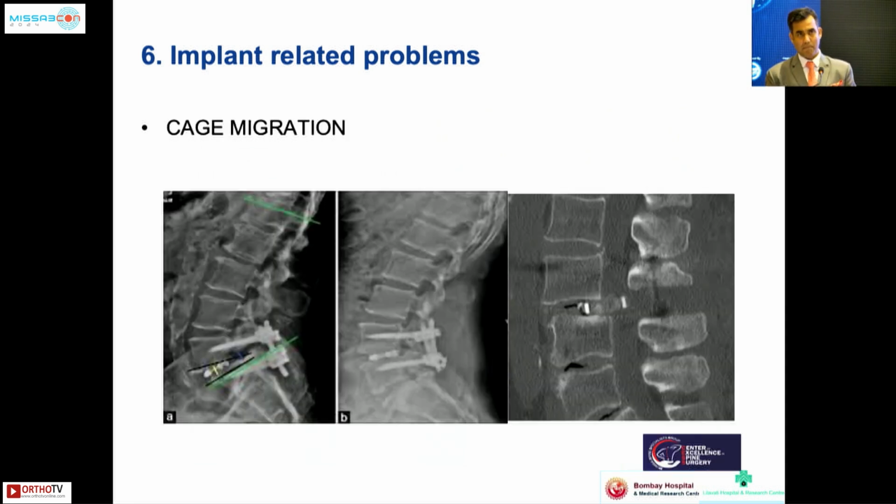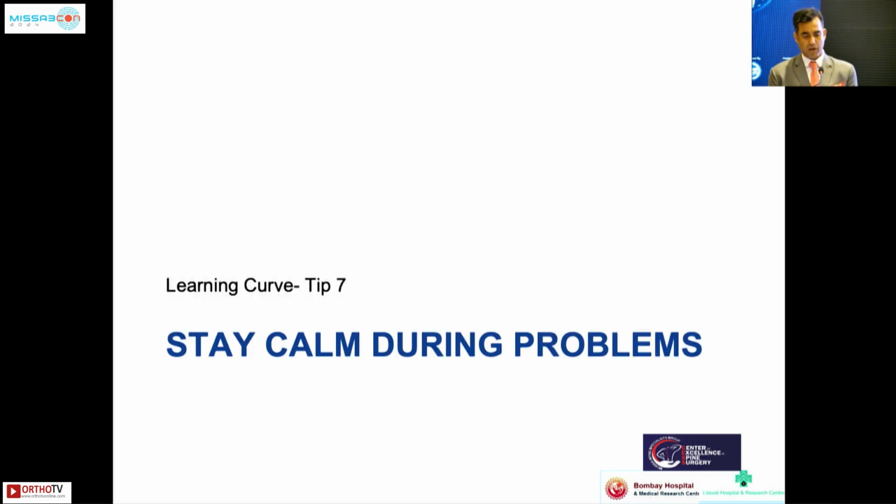Cage migration can happen. Try to have a snug fit cage. In the last 7 years, I have learned to only use expandable cages and not do interbody fusions if the patient is extremely osteoporotic, because even the best snug fit cage will lead to loosening in no time. And that's why in severely osteoporotic patients, try not to be too aggressive.